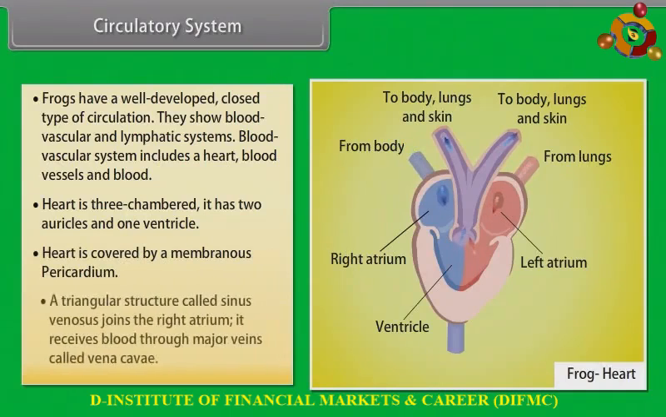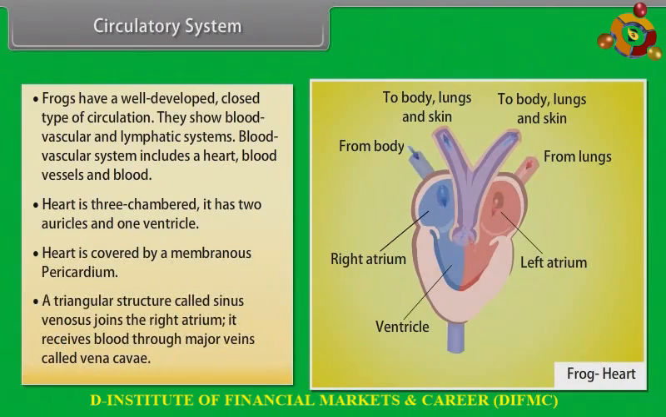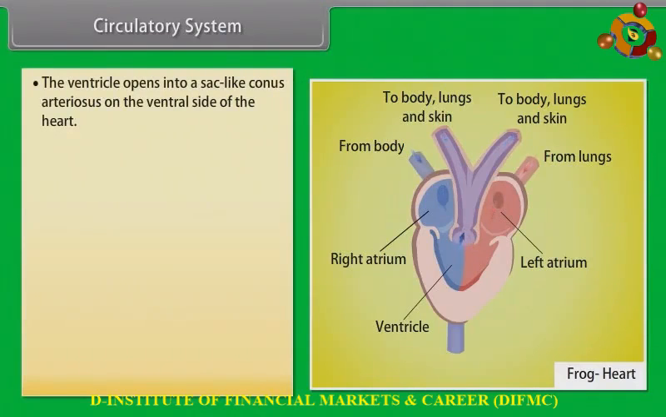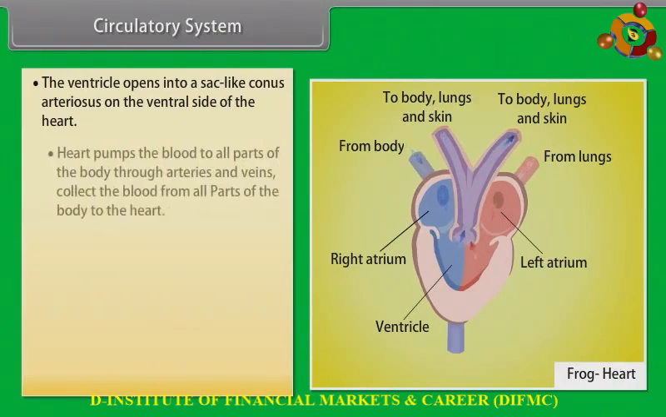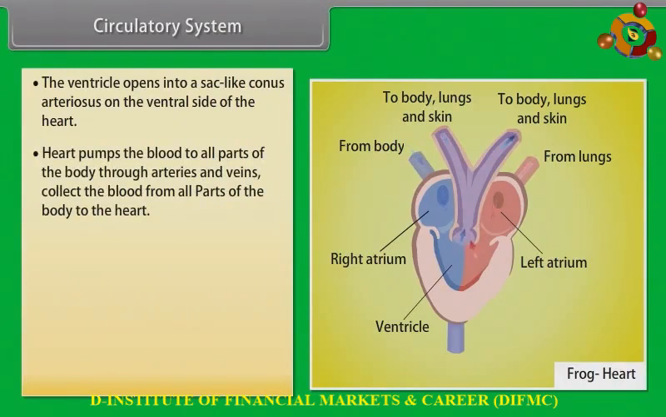A triangular structure called sinus venosus joins the right atrium. It receives blood through major veins called vena cava. The ventricle opens into a sac-like conus arteriosus on the ventral side of the heart. Heart pumps the blood to all parts of the body through arteries, and veins collect the blood from all parts of the body to the heart.